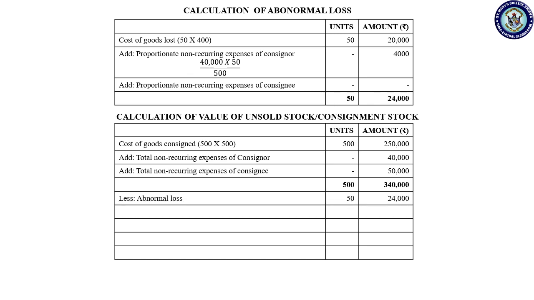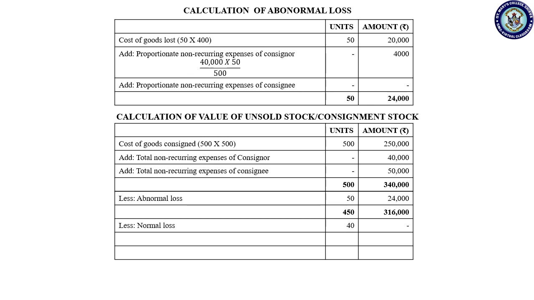Okay, what next? Next, you have to deduct the abnormal loss. So the abnormal loss we calculated, that is working note number 1. 50 units, 24,000 is the amount. So if you deduct, you will get 3,16,000 as the net figure.